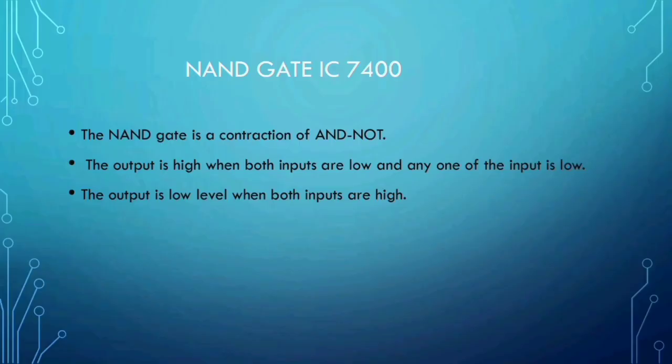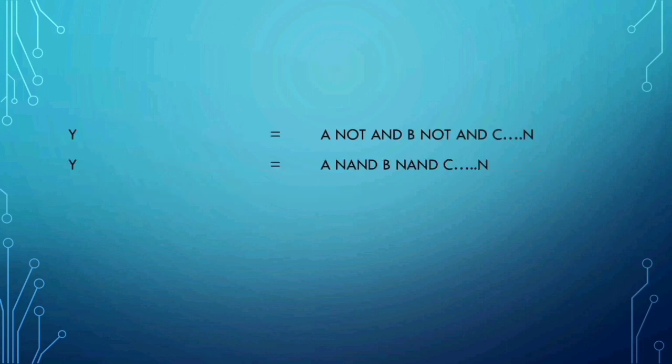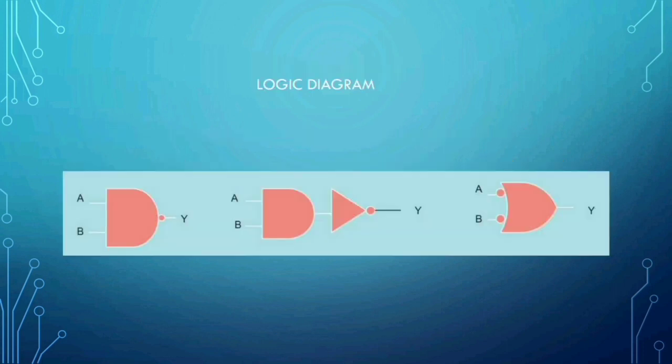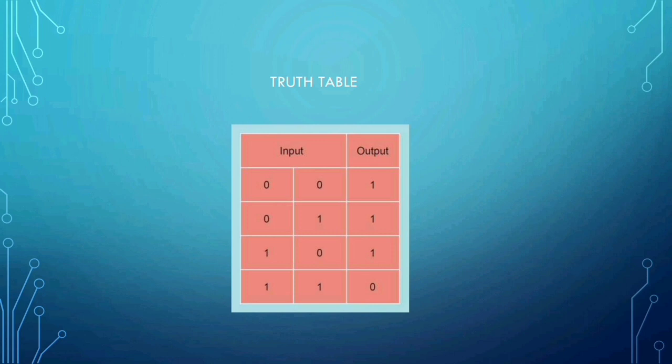NAND gate IC7400. The NAND gate is a contraction of AND NOT. The output is high when any one of the inputs is low. The output is low level when both inputs are high. Formula for NAND gate. Logic diagram for NAND gate. Truth table for NAND gate.